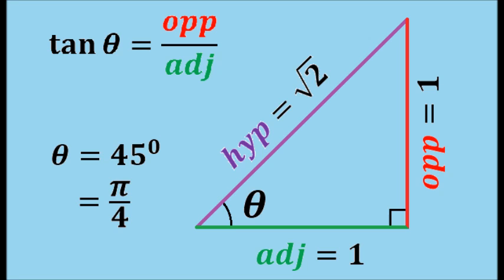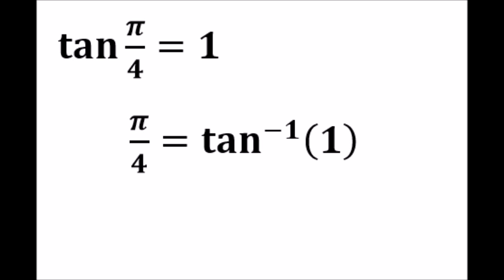Here is a quick reminder of an isosceles right triangle. The definition of tangent is opposite over adjacent. 1 over 1 equals 1. So tangent of pi over 4 equals 1. Next, I take the inverse tangent of both sides.